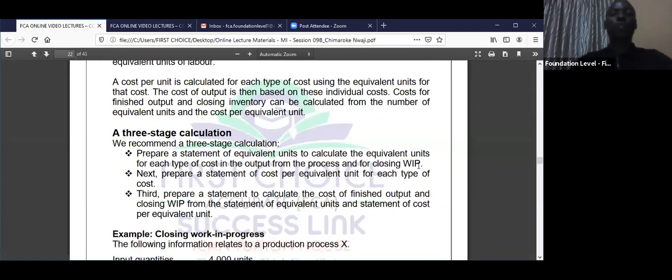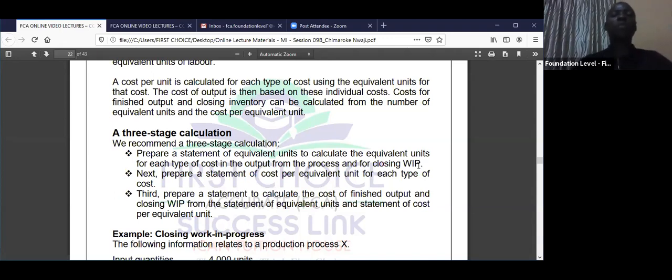What do we need to do when we are doing process costing and we know that there's going to be a work in progress? The three-stage calculation we are going to do is as follows. One, we will prepare a statement of equivalent units to calculate the equivalent units for each type of cost in the output from the process and for the closing work in progress. What I mean is that you will get a statement of equivalent units showing you what percentage of material has been completed, what percentage of conversion has been completed. So that is the first thing.